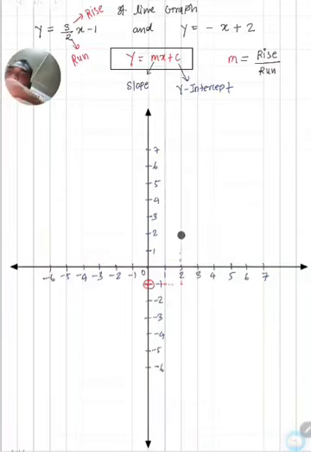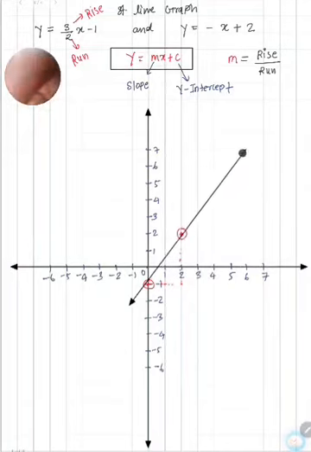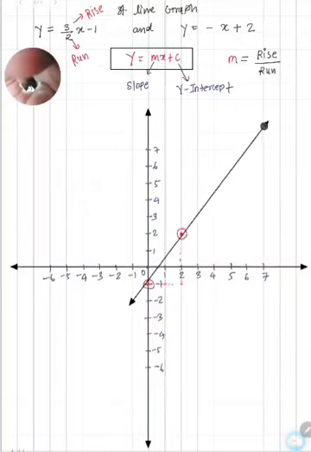So this is another point we got. To make any straight line, a minimum of 2 points are required. The first point is the y-intercept, and the second point I got over here. Now I'm going to join these 2 points, and automatically it will give me a straight line. Okay, so now your straight line is ready.